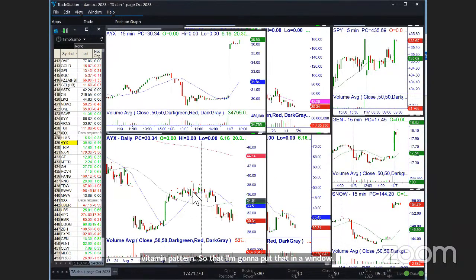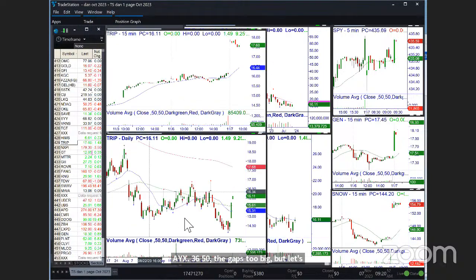AYX 3650. The gap's too big, but put spread if there's any juice. Trip. That's a big old gap. Man, that's gapping into the 200. I didn't do a single earnings trade last night. I just didn't, went through the checklist, didn't like the pattern, spreads, premium, etc. But that's a big old gap.